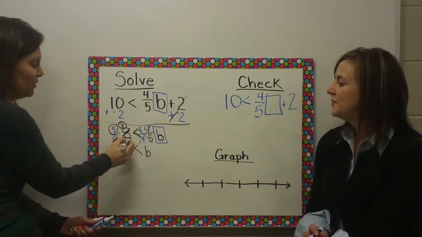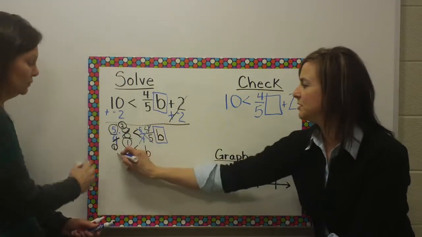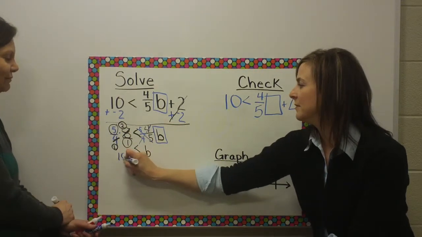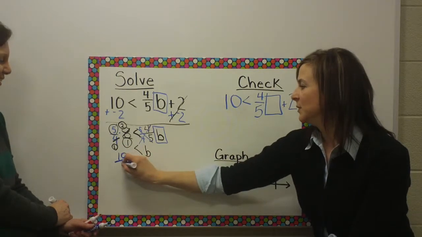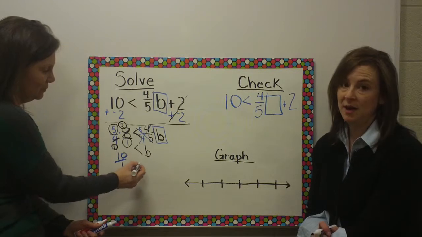I'm going to circle my numbers that are left just so I can find them. And so 5 times 2 is going to be 10. And 1 times 1 is going to be 1, which simply means that we have 10 is less than b.